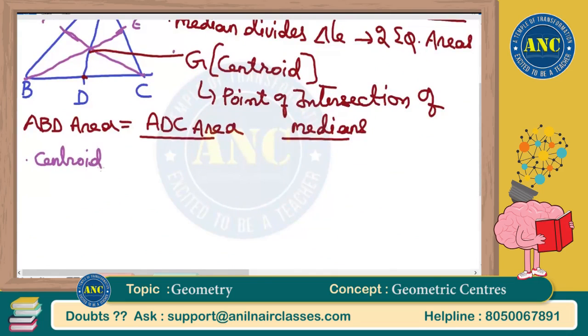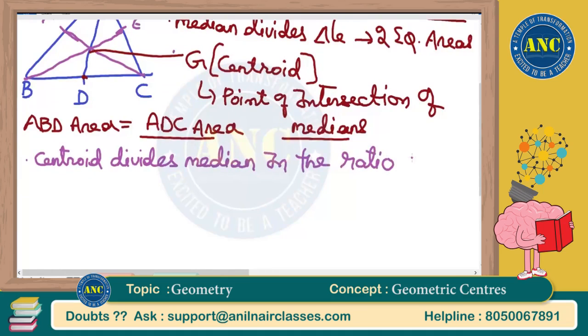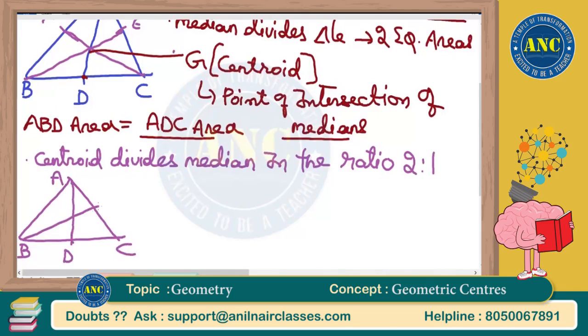Centroid divides median in the ratio 2:1. Suppose I have a triangle ABC and D is the midpoint of the side opposite to A. This point is called G. Centroid divides median in the ratio 2:1. So AG is to GD is 2:1.